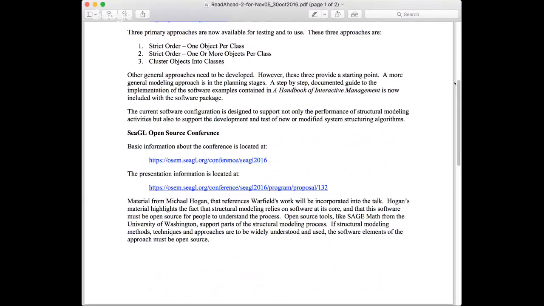The material from Huggins with a reference to Warfield's work will be incorporated into the talk. And essentially it's just going to try to bring together a group, because there's a wide span of professions and a wide span of interests that are really necessary to effectively address the scope of the problem.